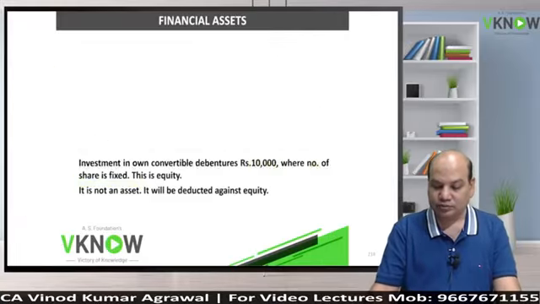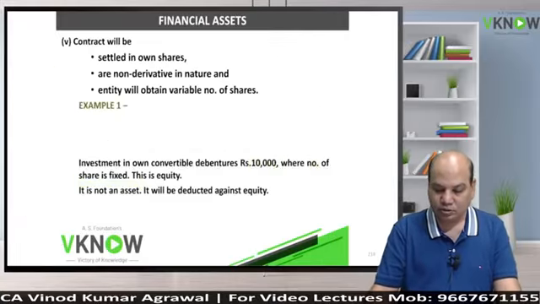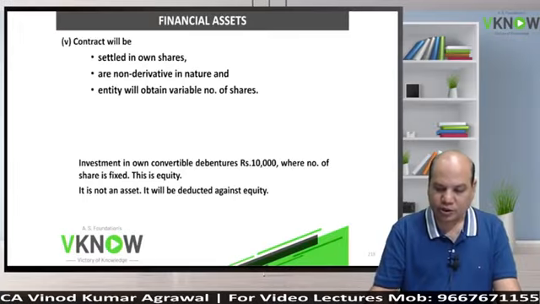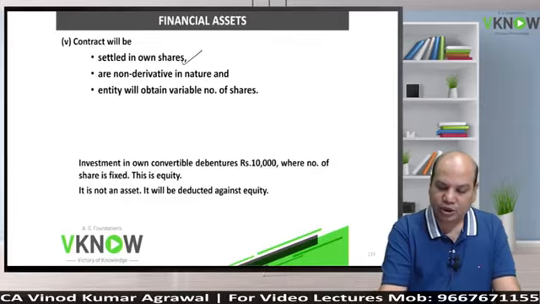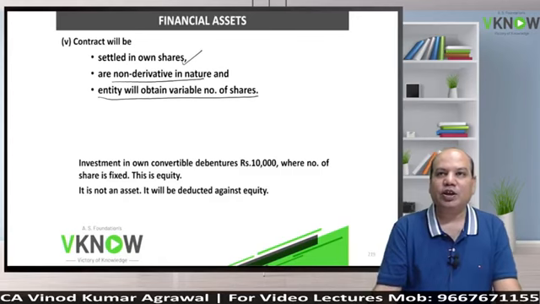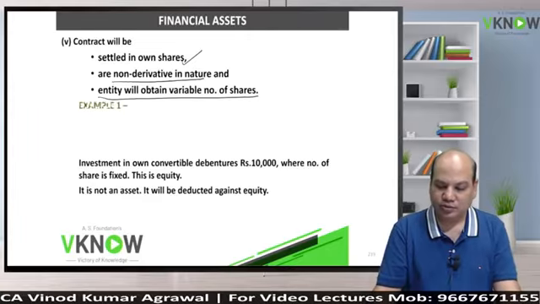Next is the fifth point. Fourth we have discussed. The fifth point is a contract that will be settled in own shares, non-derivative in nature, and the entity will obtain a variable number of shares. Reverse of element number 3. Non-derivative contract settled in own equity and the entity will receive a variable number of shares.